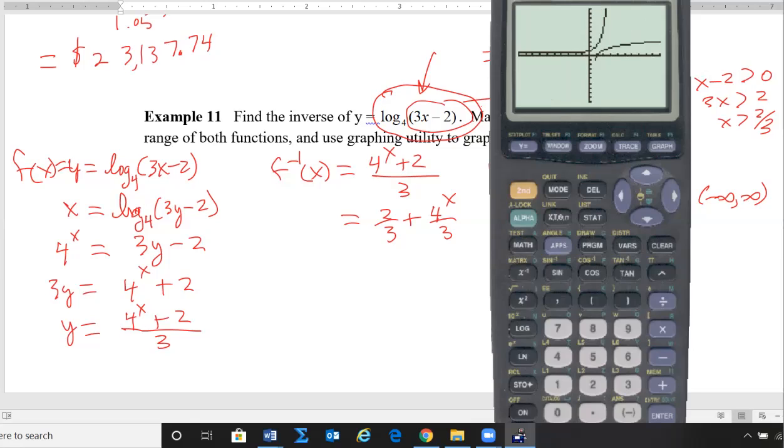Notice you do see that telltale symmetry over the y equals x axis. So all complete.